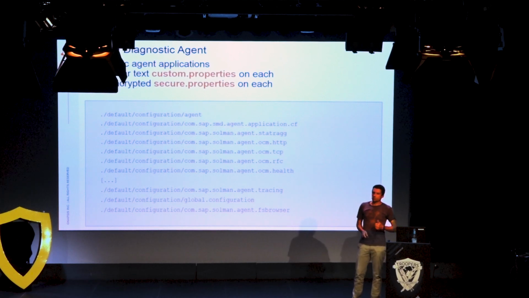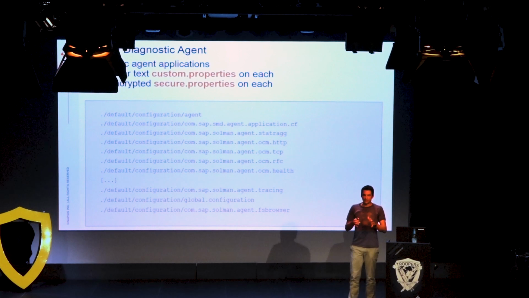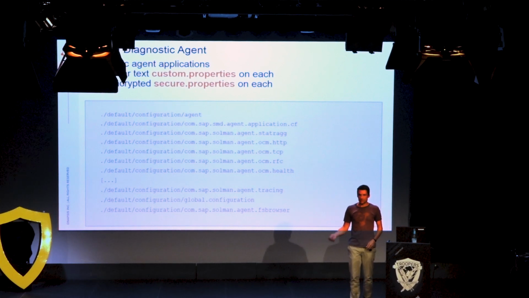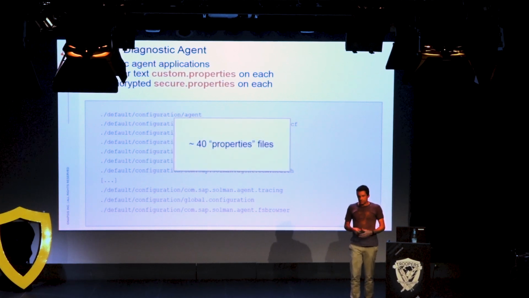The names are custom.properties and secure.properties. It's not exactly the same path, so you need to go to default and then configuration, and you have one directory per application, and in each directory you can find one custom.properties and one secure.properties. So there are more or less 50 configuration files.